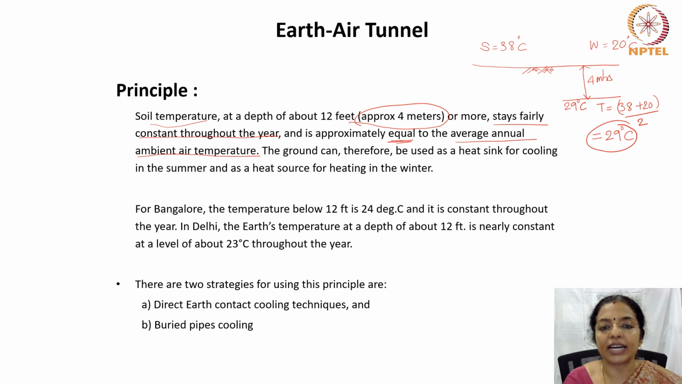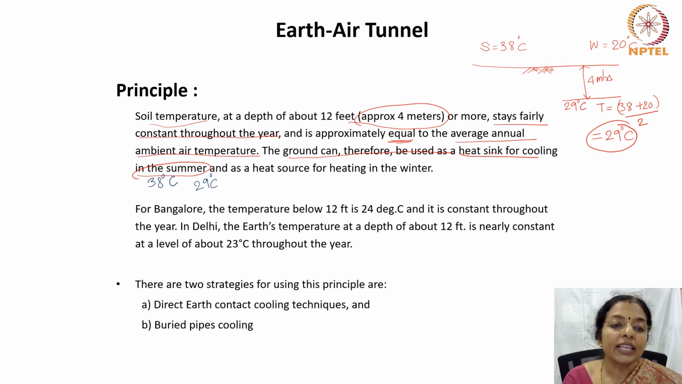And in this strategy, the ground will be used as a heat sink. What do you mean by ground will be used as a heat sink? Excess heat that you want to throw away, you will throw that into the earth. And this acts as a heat sink for cooling in summer. So cooling in summer means what? It means that if the summer temperature is 38 degrees centigrade, then we know that the soil temperature at 4 meters depth is 29 degree centigrade.